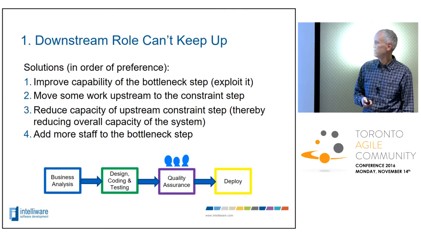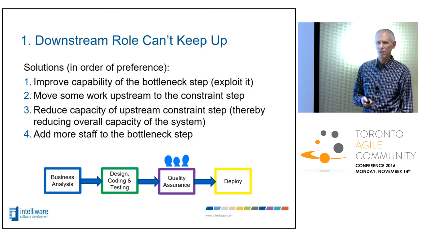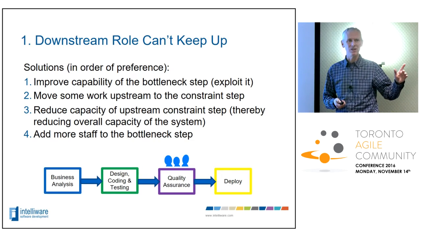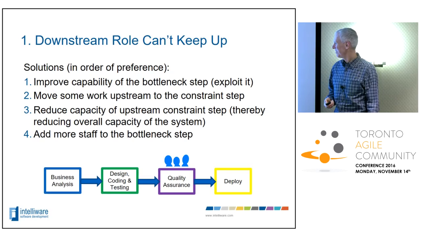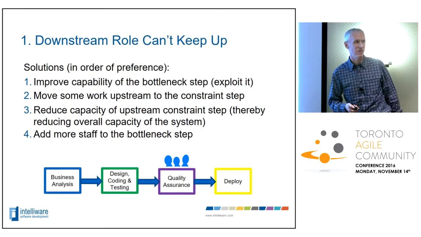Add more staff to the bottleneck step. I don't recommend this. I mean, sometimes it's a solution, but who's read The Mythical Man-Month here? As Fred Brooks says, adding members to the team doesn't always make the team go faster. The one I like to use all the time is 9 women can't make a baby in 1 month.